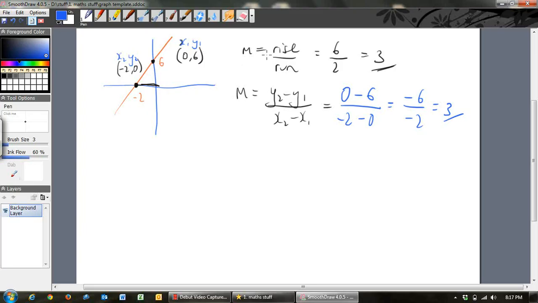Okay, so there are 2 ways that you can do it. In this sort of situation, it's probably better to use the rise over run method. But commonly, when you've been given 2 points, this is a great way to do it. Instead of trying to figure out rise over run, this is a much quicker way. So 2 ways to figure out gradient. Enjoy.